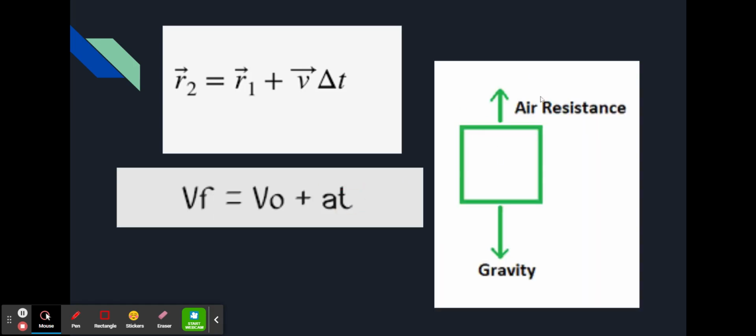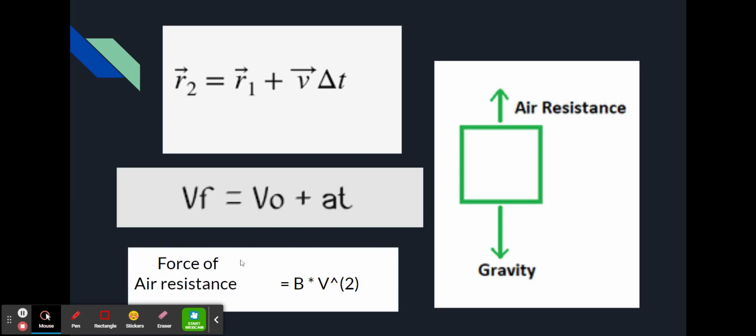If we look here, we can see that we do have air resistance in this lab, not composing, but counteracting the gravity net force. So we have to calculate that in the force of air resistance, which would be our b times our velocity squared.